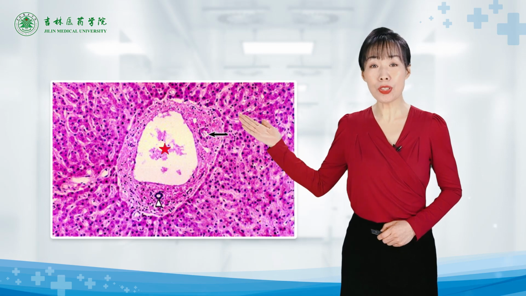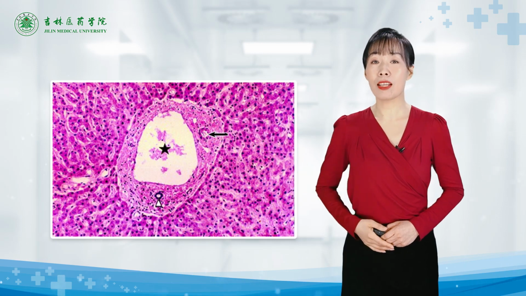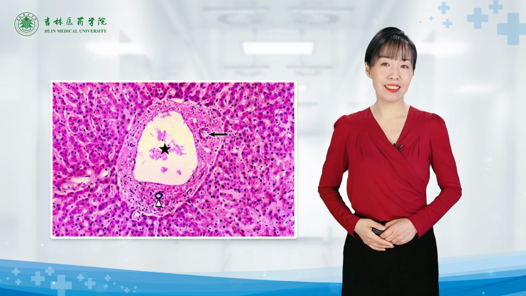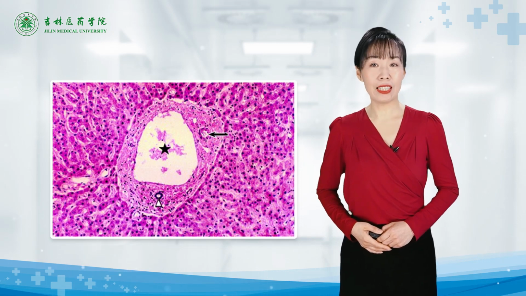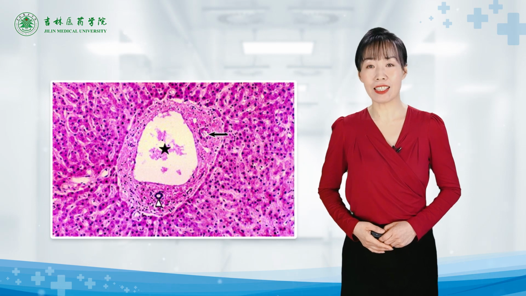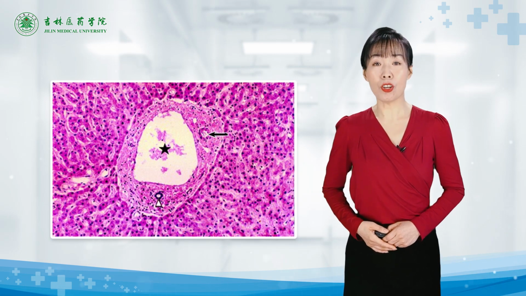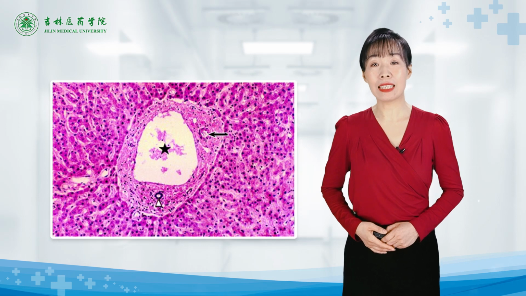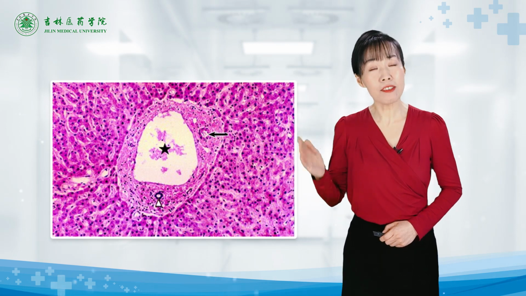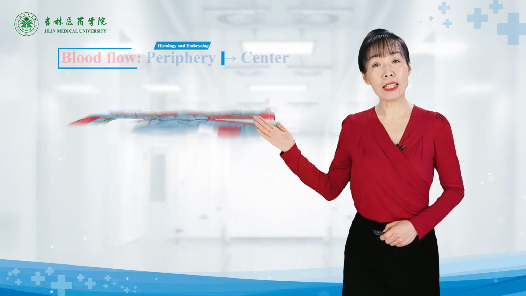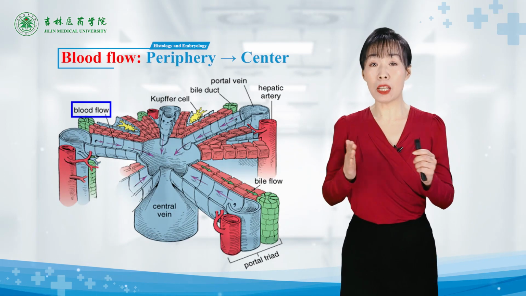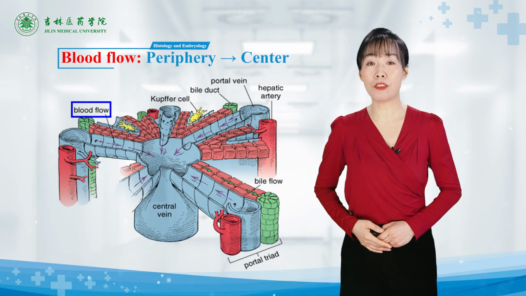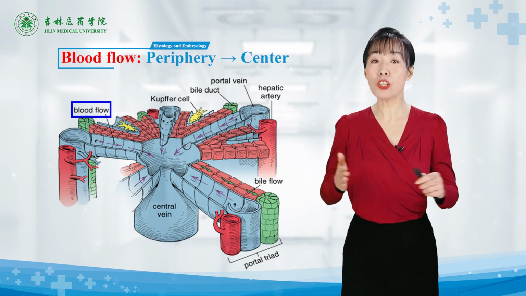The star shows interlobular vein. The cavity is the largest. The arrow shows interlobular artery. The wall is eosinophilic. The triangle shows interlobular bile duct. The wall is basophilic. In the hepatic lobule, the blood flow progresses in a direction opposite to that of the bile, from the periphery to the center.